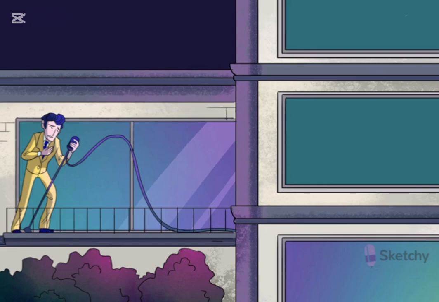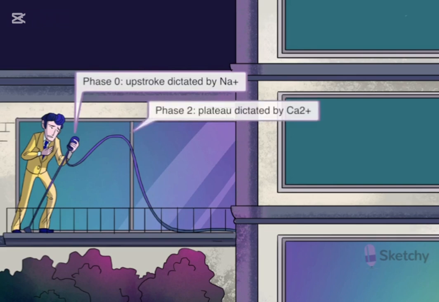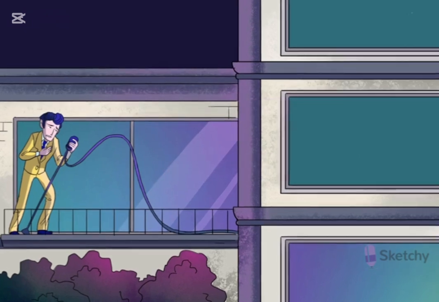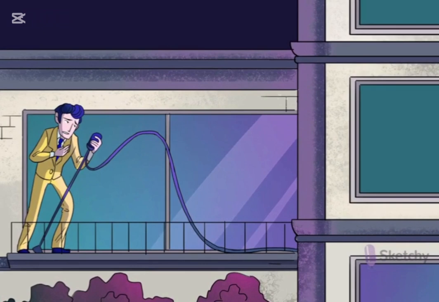Take a look at his microphone wire. It looks vaguely familiar, almost like a cardiac action potential, right? Let the microphone stand represent the upstroke phase 0 of the cardiac action potential, while the wire represents phase 2, the plateau phase, and phase 3, the repolarization phase. As we'll soon illustrate, each subgroup of the class 1 antiarrhythmics affects the cardiac action potential in a unique way.